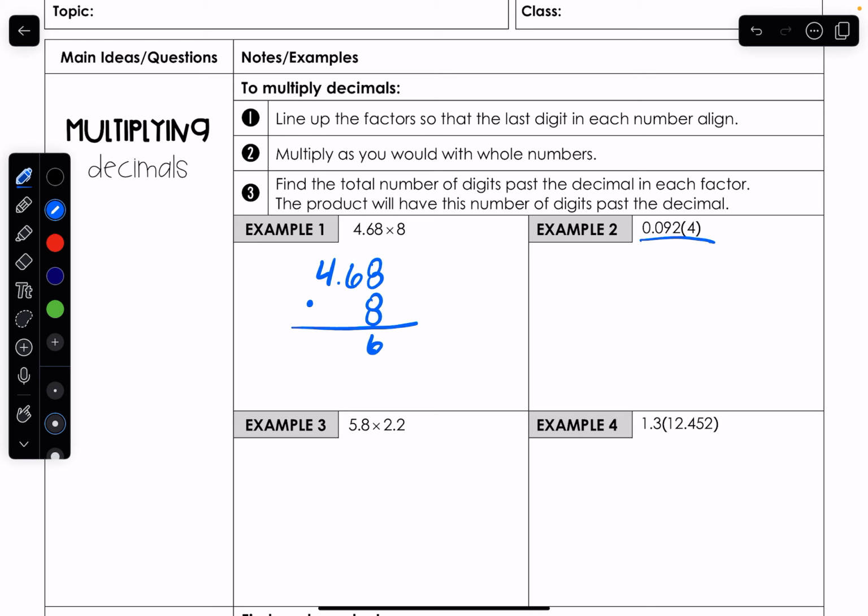8 times 8 is 64. Write the 4, carry the 6. 6 times 8 is 48 plus 6 more is 54. Carry the 5, and then 4 times 8 is 32 plus 5 is 37. And then you're going to count your decimal places. There's 2 here, 0 here, so you're going to have 2 in the answer for 37 and 44/100.